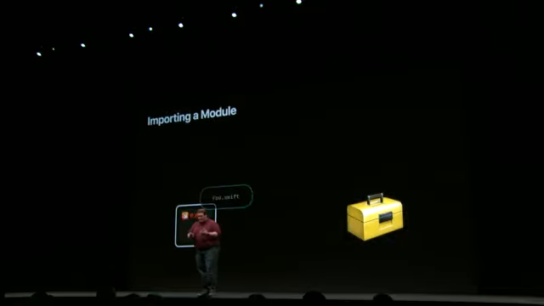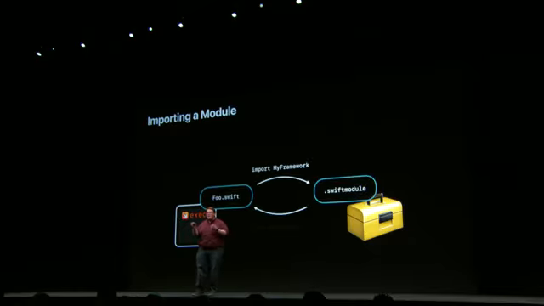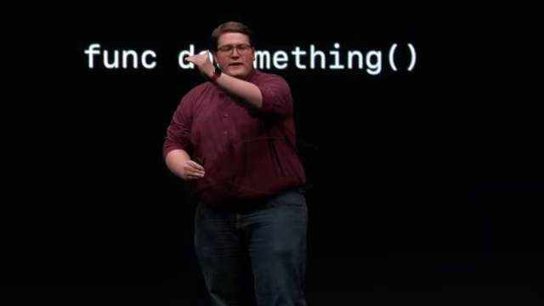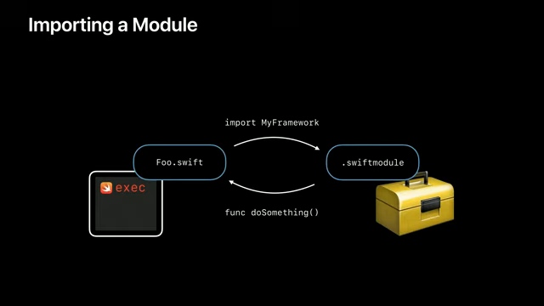Well, when the Swift compiler goes to import a module, it looks for a file called the compiled module for that library. If it finds one of these files, it reads off the manifest of public APIs that you can call into and lets you use them.